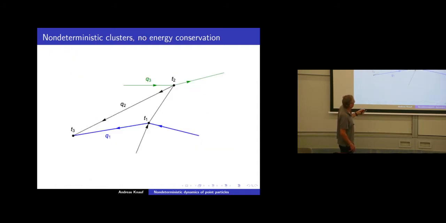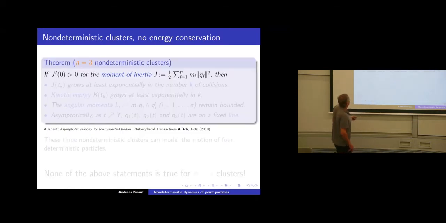You have, for example, here 3 particles, or 3 clusters, with their positions in the configuration plane. So, for example, the second and the first particle collide, and then the second and the third particle collide, and then again the second and the first particle collide, and so on and so forth. So what can one prove about this, just for this n equals 3 non-deterministic clusters?